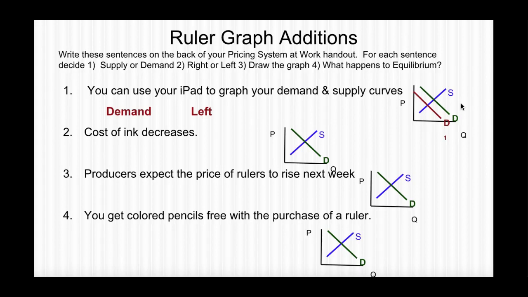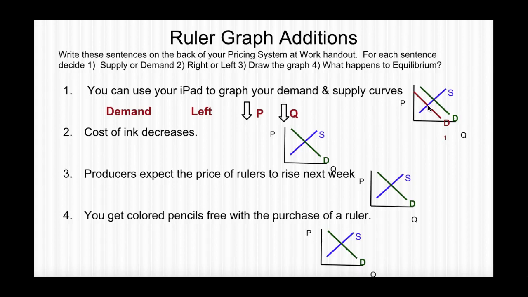All right, so now what happens to equilibrium, price, and quantity? Here's my original equilibrium. Here's my new equilibrium. What happened to my price going from here to here? My price went down. What happened to my quantity going from here to here? My quantity went down as well.